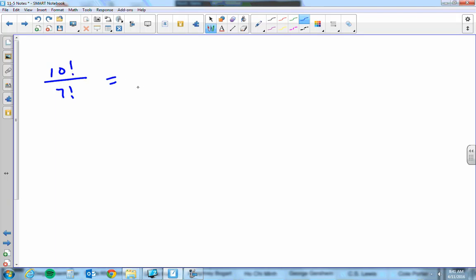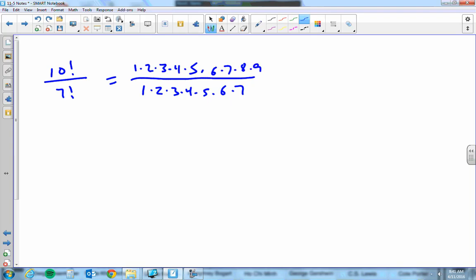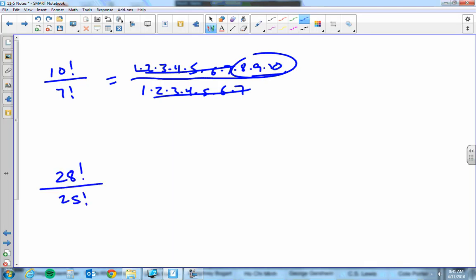So here, watch. 7 factorial means 1 times 2 times 3 times 4 times 5 times 6 times 7, right? 10 factorial means 1 times 2 times 3 times 4 times 5 times 6 times 7 times 8 times 9 times 10. So what are the common factors? 1 through 7. Those go away. What's left? 8, 9, and 10. So if I ask you to do, let's say, 28 factorial over 25 factorial, what's left? 26, 27, 28, or 28, 27, 26, after you cancel.